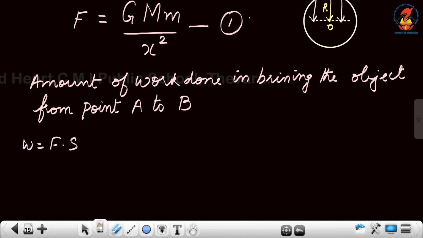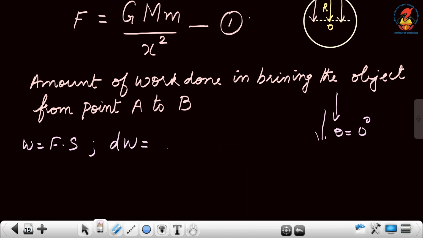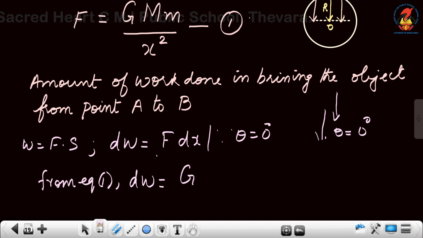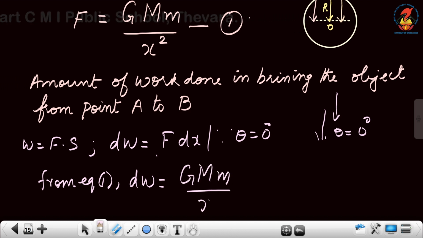In our case, the force of attraction on the object is towards the center. The object is also being moved in the same direction, which means theta is equal to 0 degrees. Hence, we can write W is equal to Fs. In our case, it is a small amount of work done. So dW is equal to F dx, since theta is equal to 0 degrees. Now we are going to substitute the value of F from equation 1. So from equation 1 we get dW is equal to GMm divided by x square dx.